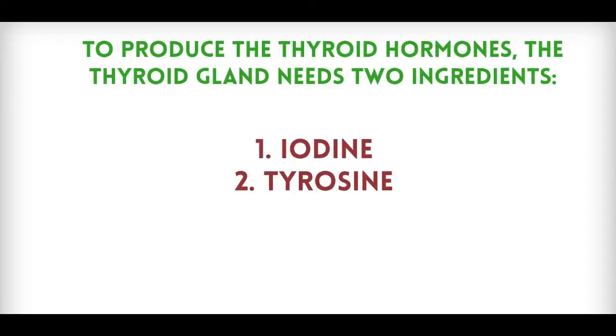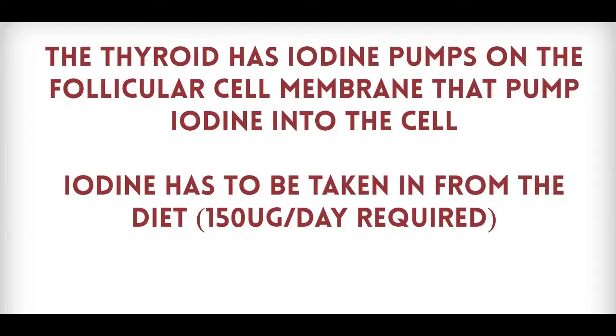And secondly, what we need is iodine. Now, iodine, there's these iodine pumps. There's active ATP energy pumps on the outside membrane of the follicular cells, and what they do, they pump the iodine into the cell. And that's the main function of the thyroid gland. It's to pump the iodine, to store the iodine as well.